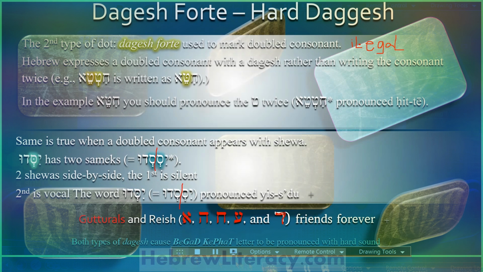Both types of Dagesh can cause the BeGaD KePhaT letters to be pronounced with a hard sound. So the Veit with a Dagesh in there, whether it's a hard Dagesh or just because he's a BeGaD KePhaT letter, it's going to be B. The pronunciation will be the same, whether it's a weak Dagesh or a strong Dagesh. Okay? And the intermediate students, I hope you'll help the new guys out with this. I know this is a concept that people are probably going to be in the fog with for a little while. So hopefully you can help them to understand better offline what's going on.